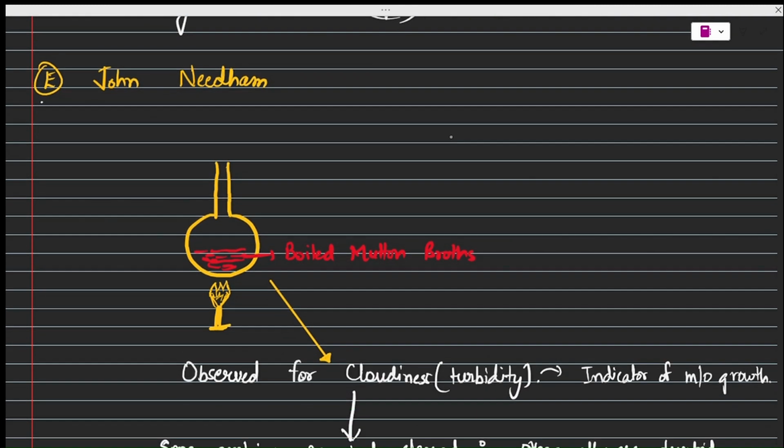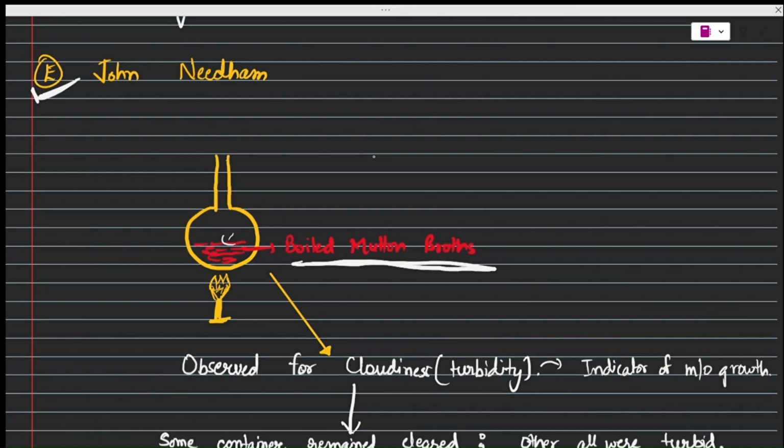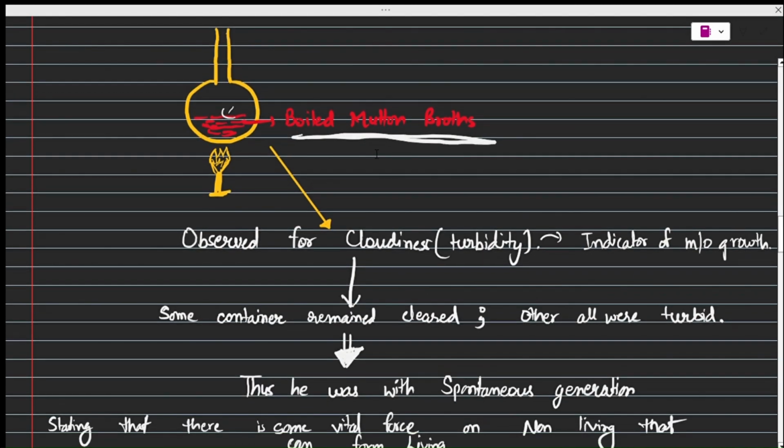Then after him came John Needham into the picture. Okay. What John Needham did was, he made boiled mutton broth. So he took the mutton broth in a container and boiled it, in hope that if there are microorganisms present beforehand in that mutton, then they will get destroyed and no cloudiness will be observed. No cloudiness, which will prove against spontaneous generation.